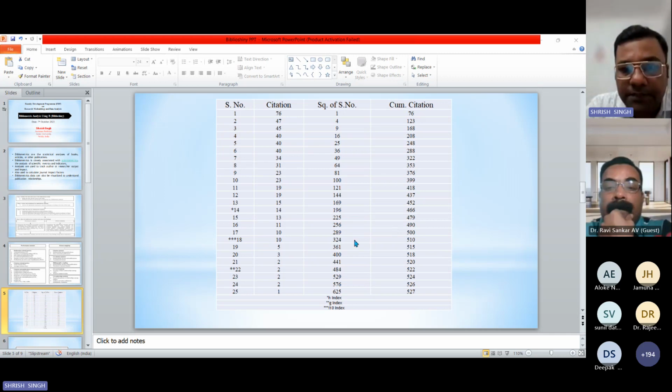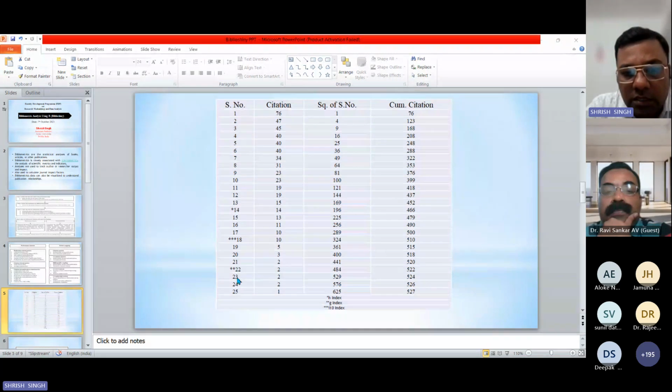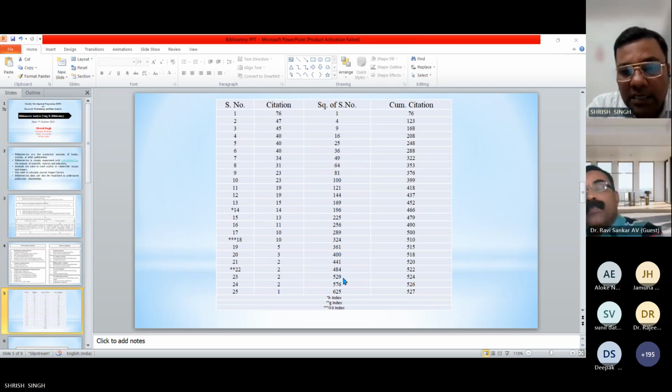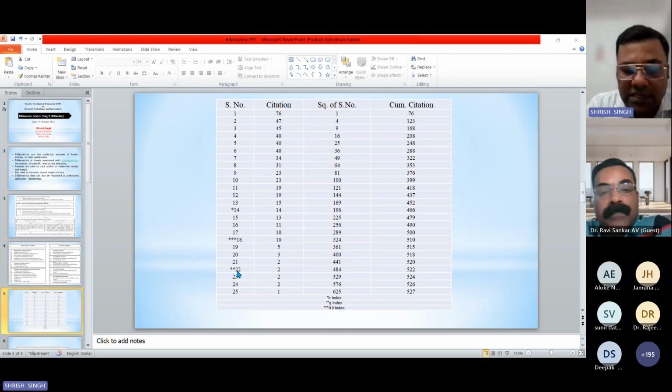So we can see here that the square is 324 and the cumulative citation is 500. Then 324, 510, then 361, 515. Similarly, we can go till 484. So what is happening here? The square is 484, the cumulative citation is 522. The next, 23, the square is 529, but the cumulative citation is becoming less than the square of the serial number. So we will stop here, where the square of the serial number is equal to or higher than the cumulative citation. So the G index will be 22. This is the simple calculation.